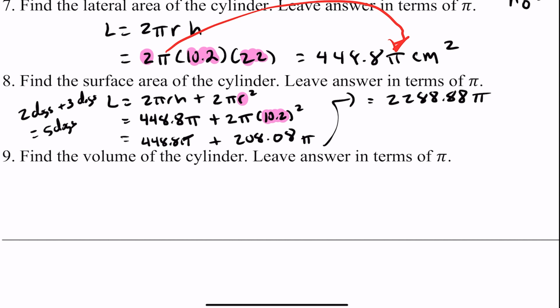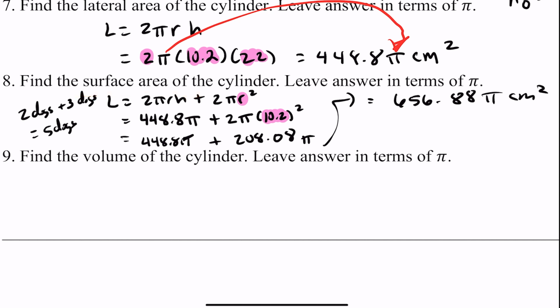What's the unit? Oh wait, no, this is wrong. I'm so sorry. This is absolutely wrong. I'm looking ahead at the key, and I put the volume answer instead of the surface area. It's actually 656.88 pi square centimeters. We square because we're still dealing with area.